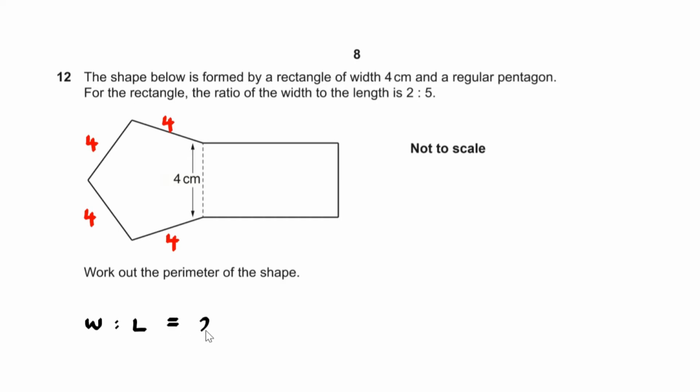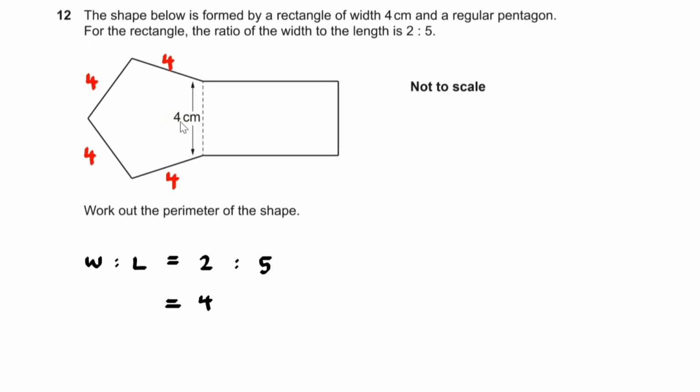is 2:5. We have 4 centimeters already. So for us to find out what the required length is, what we have to do is multiply the 5 by 2, because 2 times by 2 gives the 4. So the length is 10. So we have the length of the rectangle being 10 centimeters.